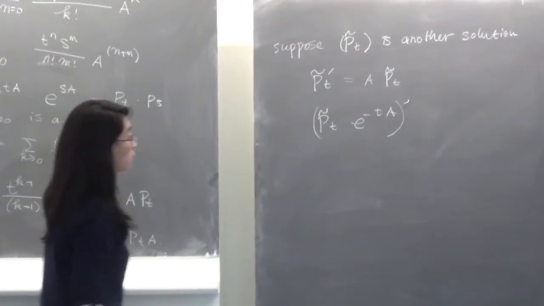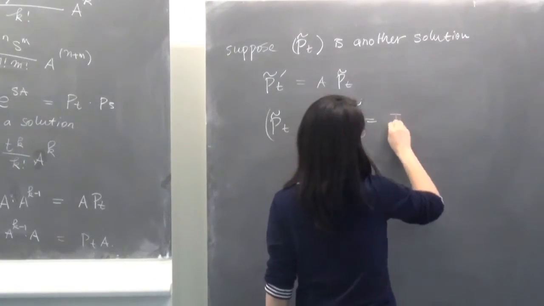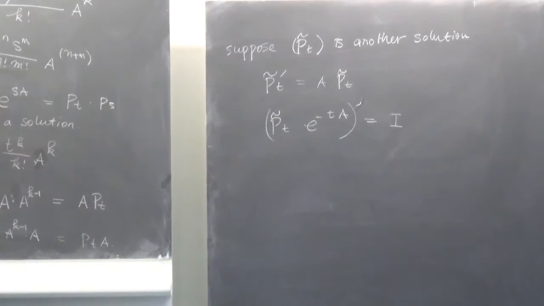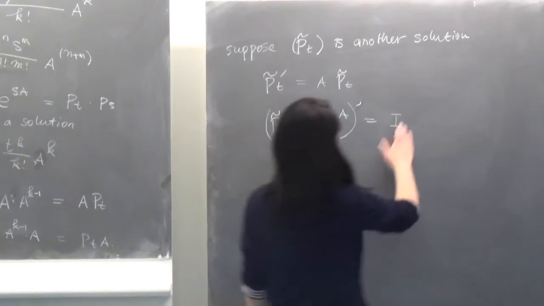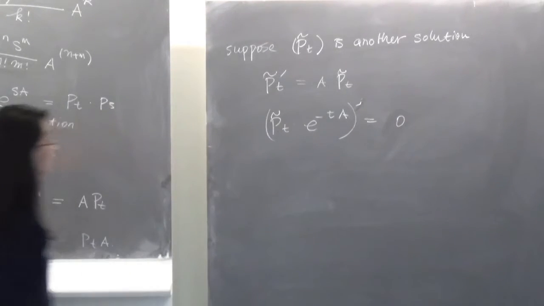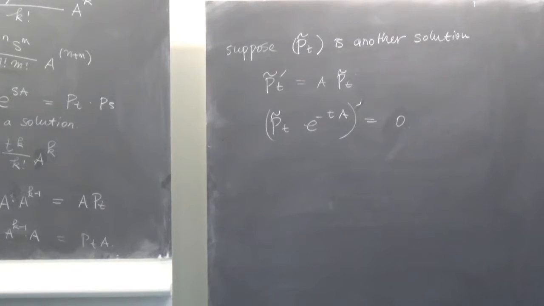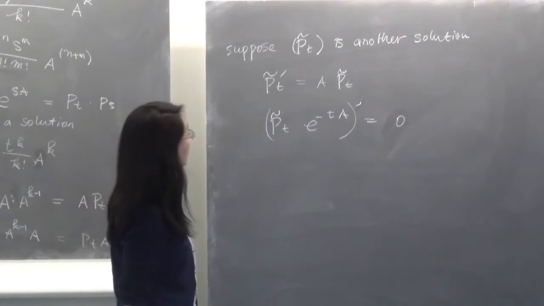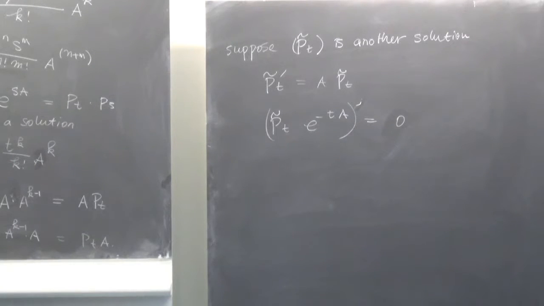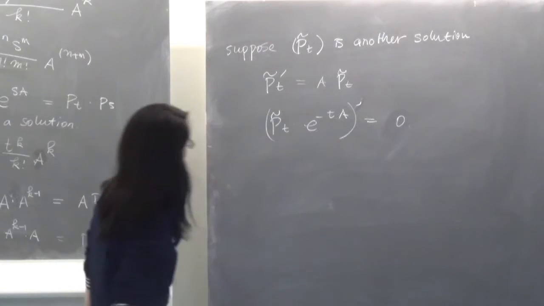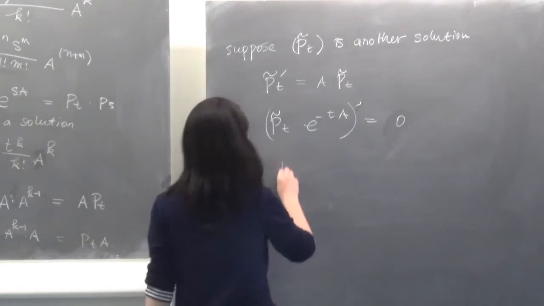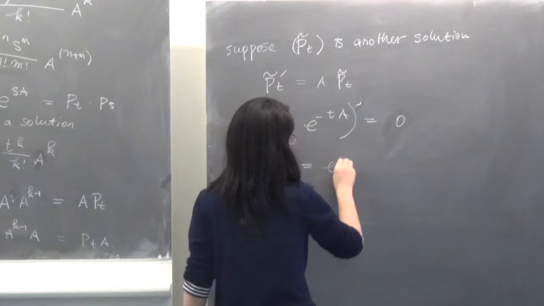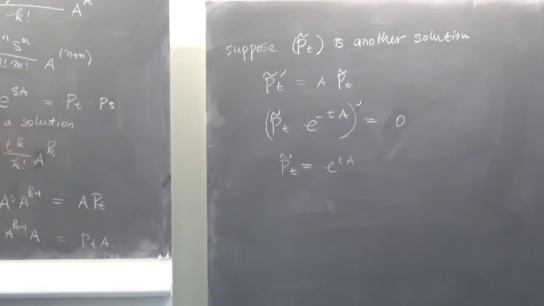And by the definition, we can show that this equals 0. You can just expand e to the power minus tA and then take the derivative term by term. And you can see that the derivative of the product of these two matrices is 0. And then when t equals 0, it starts from the identity matrix. So P̃_t equals e to the power tA, if P̃_t is a solution. So P_t is the unique solution to this ODE.